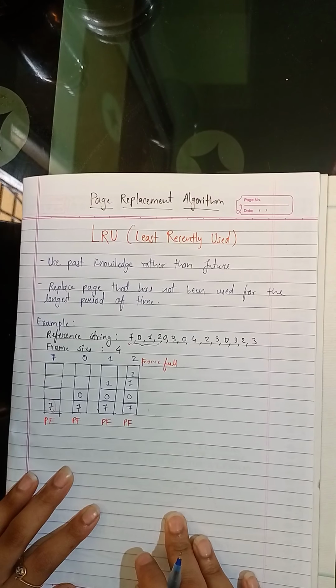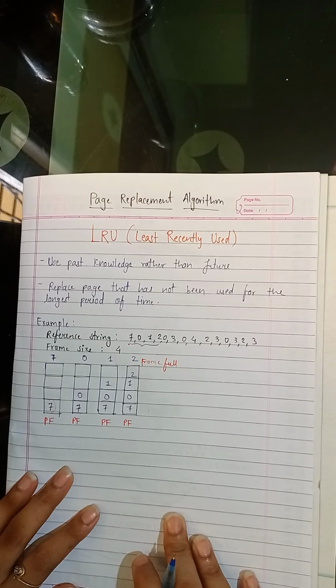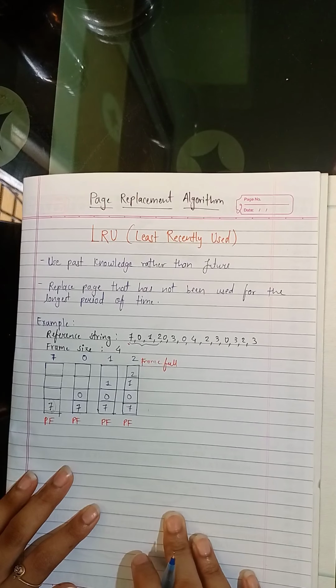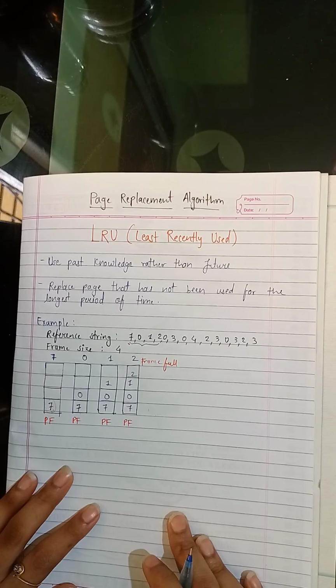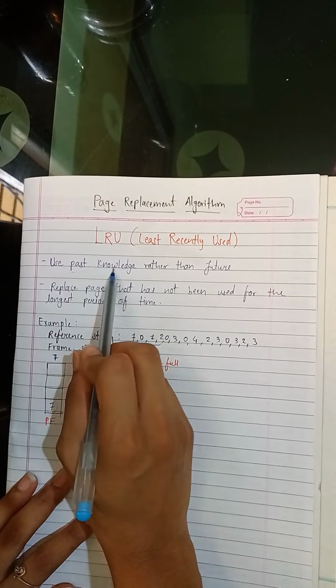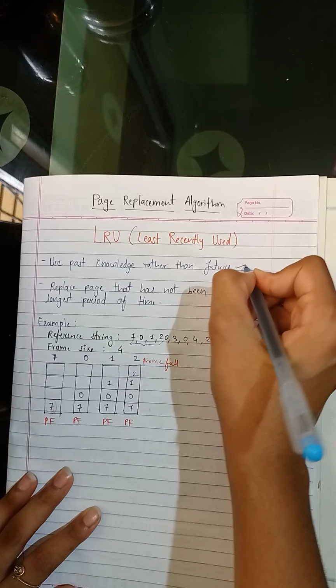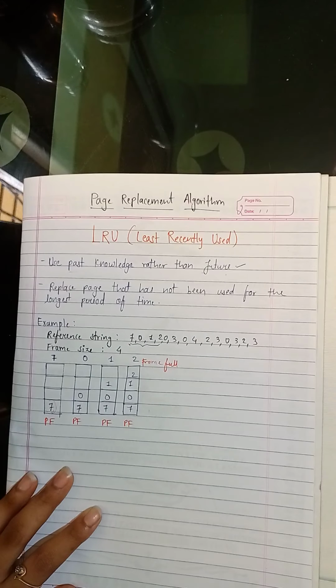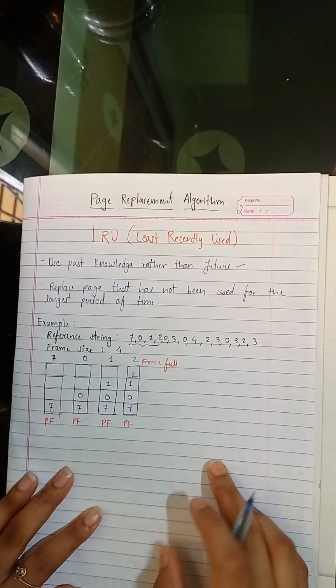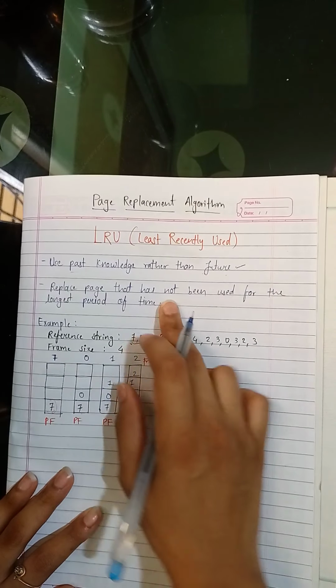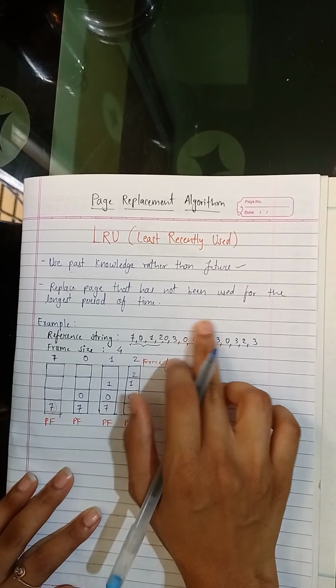Hi everyone. In this video we are going to look at the least recently used page replacement algorithm. There are only two things to keep in mind. The first one is that here we use the past knowledge rather than the future knowledge. Keep this as the tagline, you can easily remember it. And the second is to replace the page that has not been used for the longest period of time.